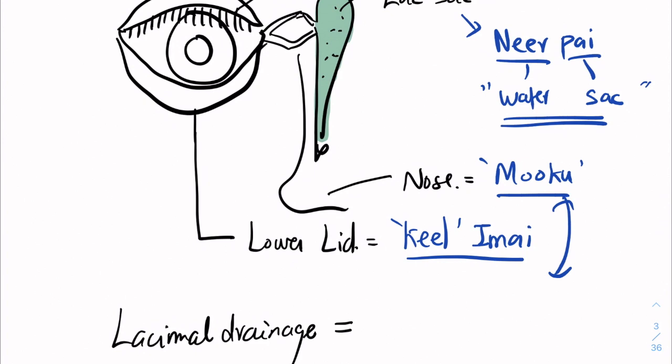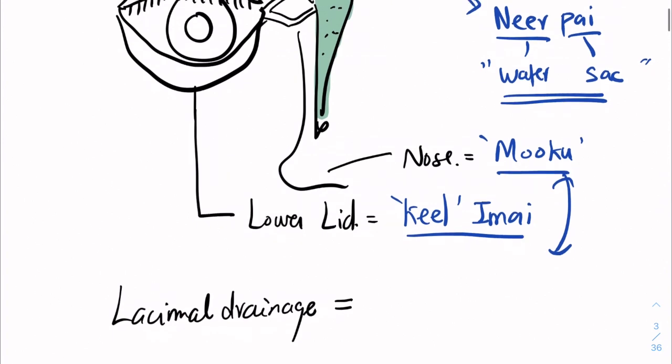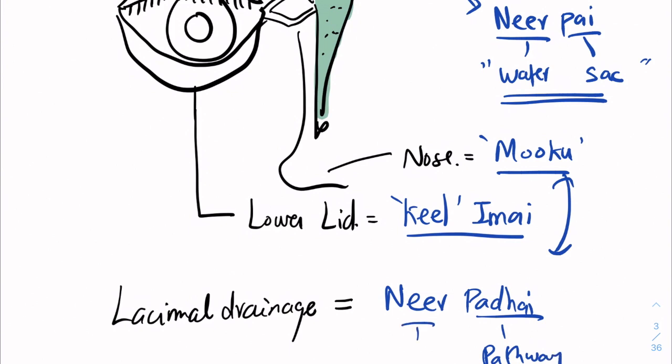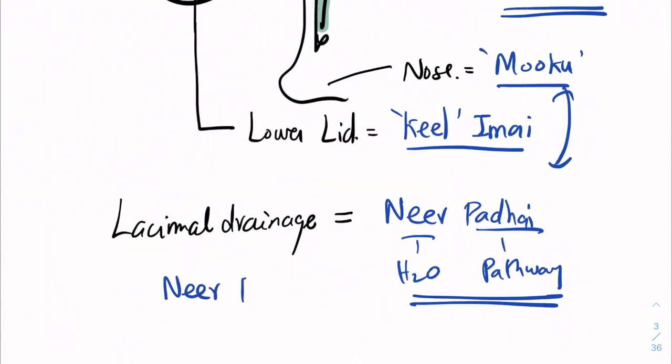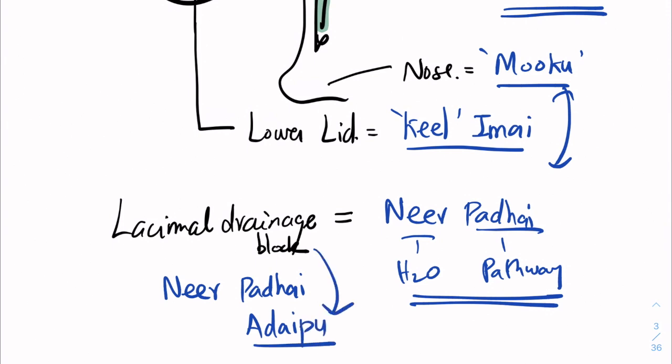If you want to mention lacrimal drainage, it means neer padai. Padai means pathway, and neer means water, so the pathway of the water is the lacrimal drainage. If you want to tell someone that their lacrimal drainage is blocked as a result of a nasolacrimal duct obstruction or dacryocystitis, you can say neer padai adaipu. Adaipu means block. Got the picture clearly?